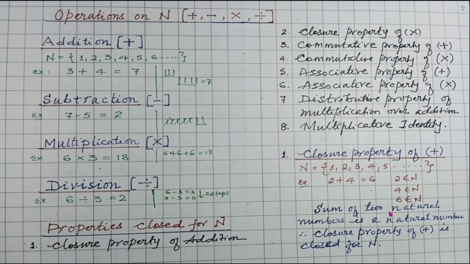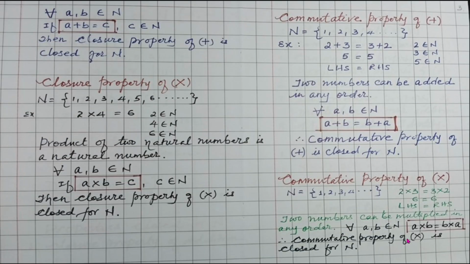Sum of two natural numbers is again a natural number, and therefore closure property of addition is closed for a set of natural numbers. That is, for all A, B belonging to N, A plus B is equal to C, and C also belongs to N. Therefore, closure property of addition is closed for a set of natural numbers.